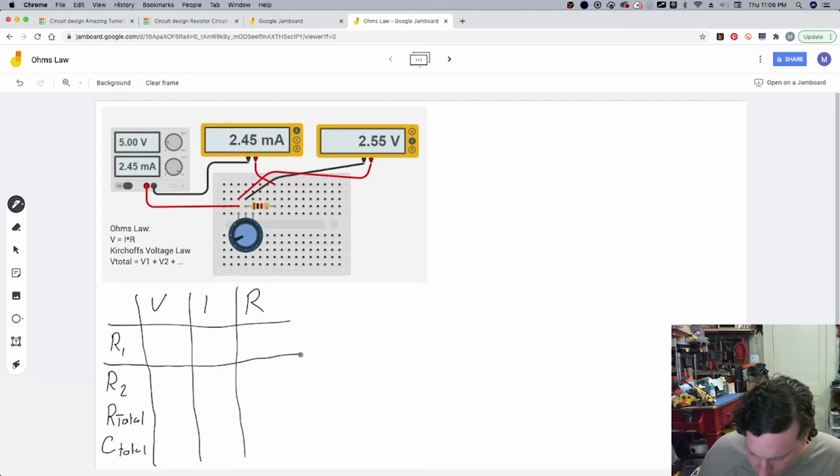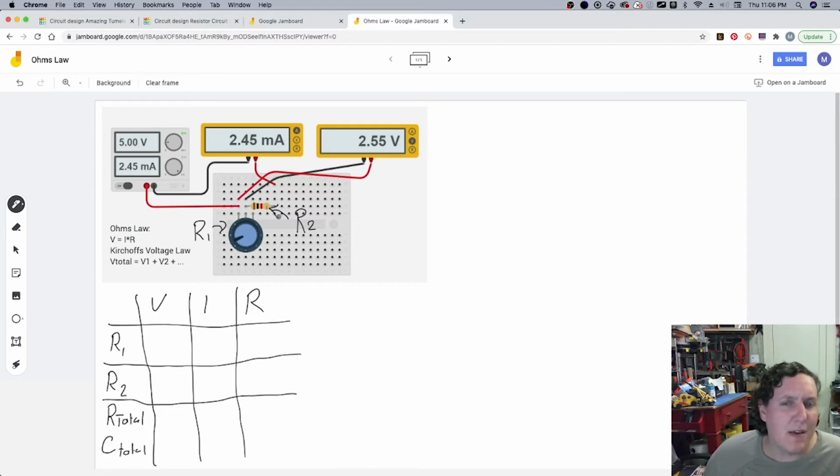So, for example, if we say that the potentiometer is R1 and R2 is going to be that resistor, we can take a closer look at the color coding on it, and seeing that it's brown, black, red, that's actually a 1K resistor. So 1 kilo ohm.